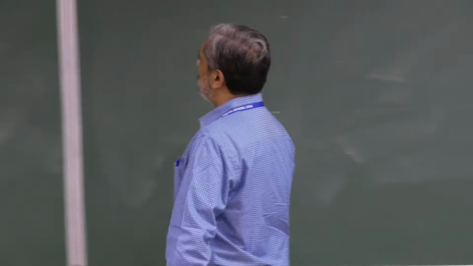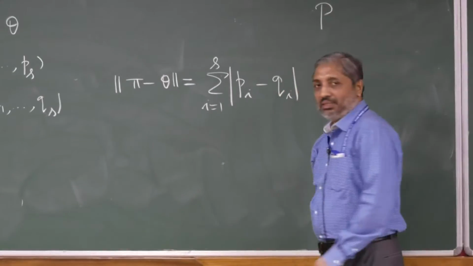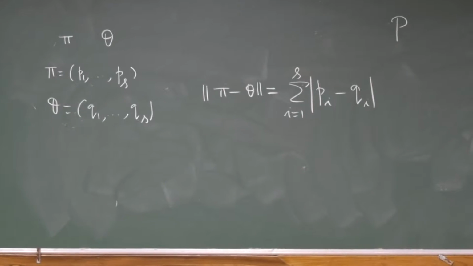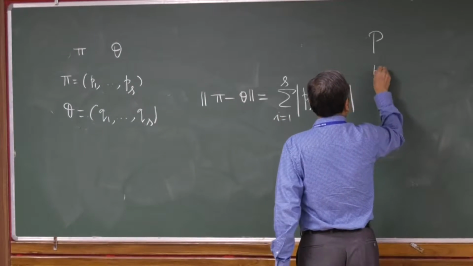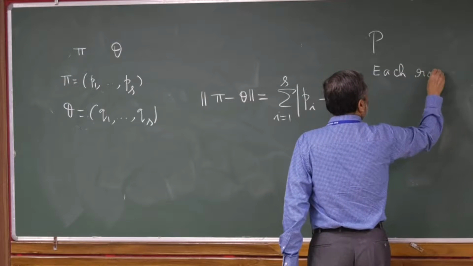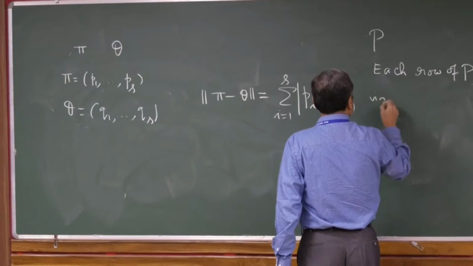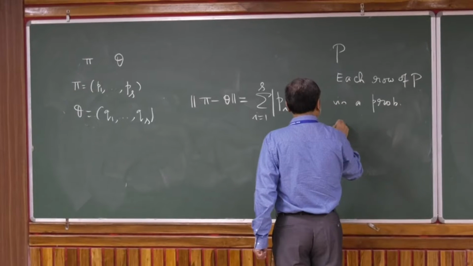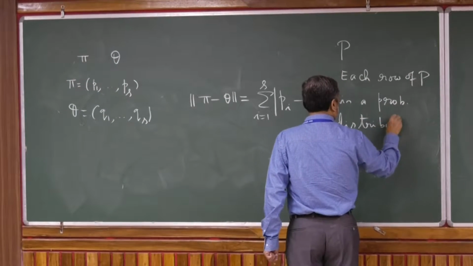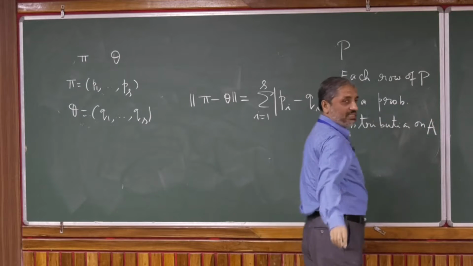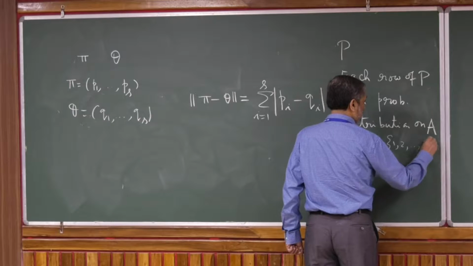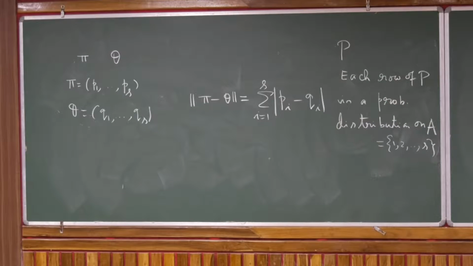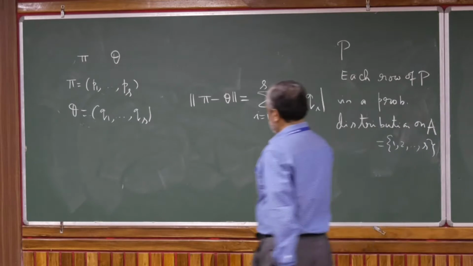Now, if we have a transition probability matrix P, each of its rows represents a probability distribution on the set A, right? So each row of P is a probability on A. So A is the state space. I think we can make things simple by assuming that A is just S. Each row represents a probability distribution because it's a stochastic matrix. Okay. So now I'm going to define something.